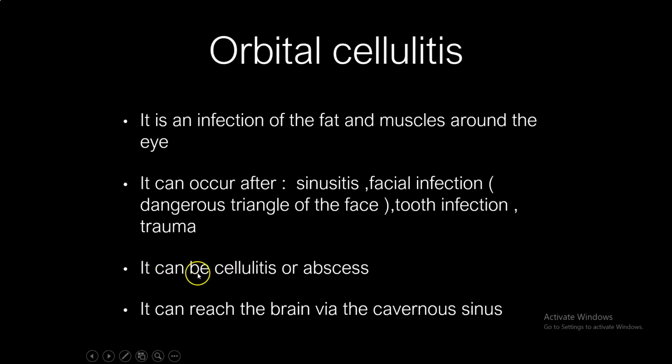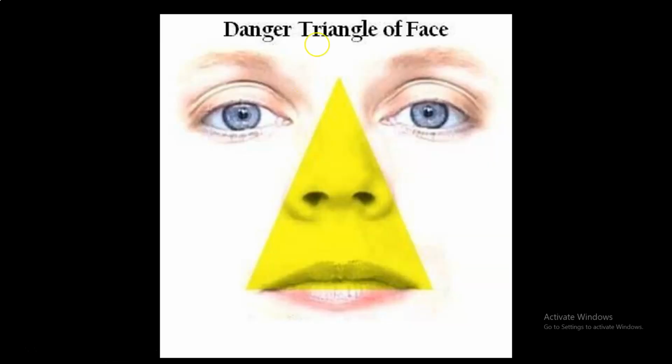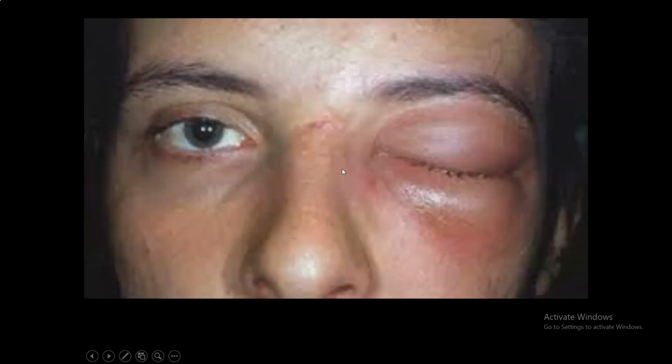And it can be cellulitis or form an orbital abscess that has to be drained. And it can reach the brain also via the cavernous sinus. So orbital cellulitis is very dangerous, not only because of vision, but because it can extend and cause meningitis. So this is the dangerous triangle you all know from general surgery. Any infection in this region can reach the orbit and the cavernous sinus, causing orbital cellulitis and cavernous sinus thrombosis. And this is a case of orbital cellulitis.